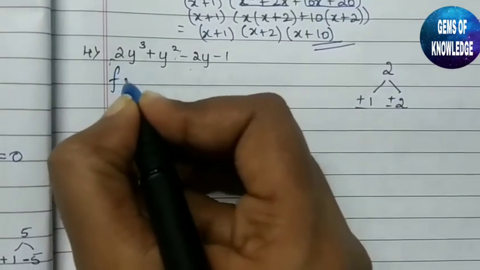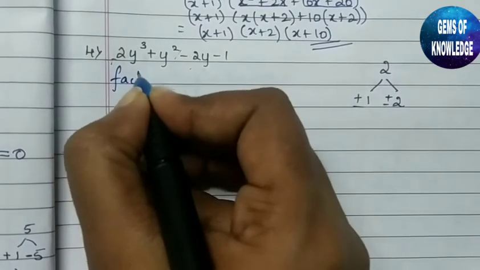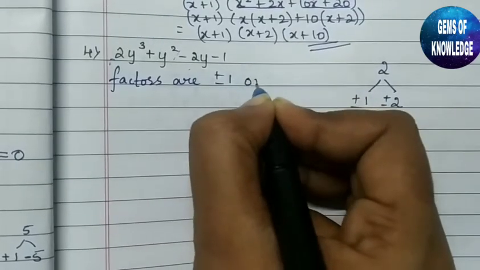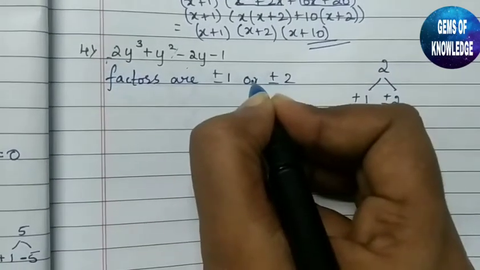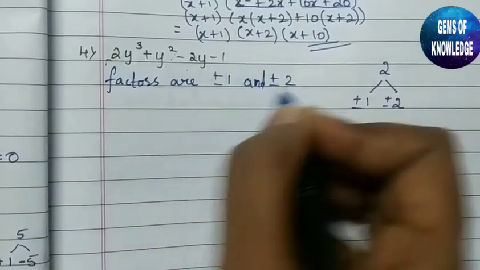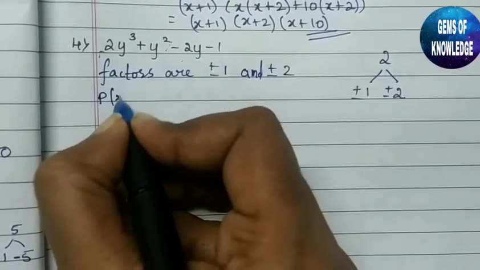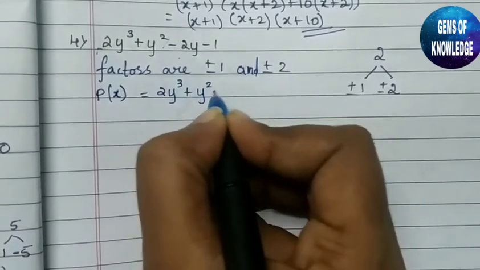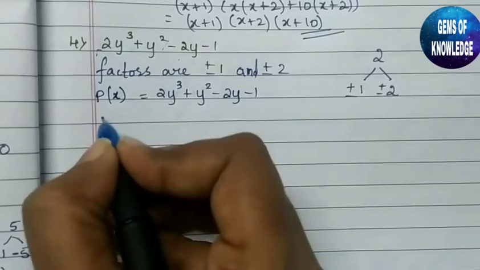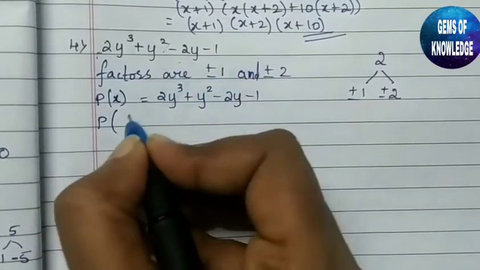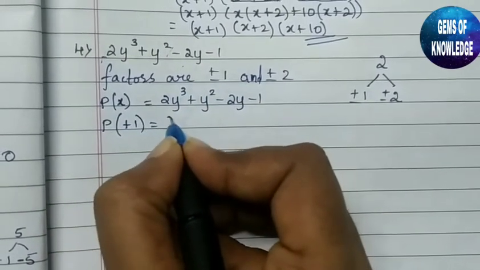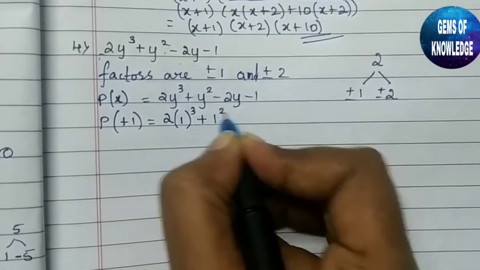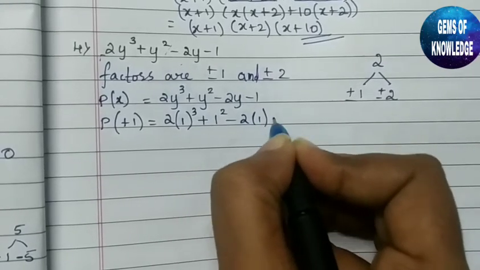So the factors are plus and minus 1, and, okay, sorry, not or, and. Okay, so let me take this as p of x is equal to 2y cube plus y square minus 2y minus 1. So what I need to take here, first let me take it as plus 1. So 2 into 1 cube plus 1 square minus 2 into 1 minus 1.